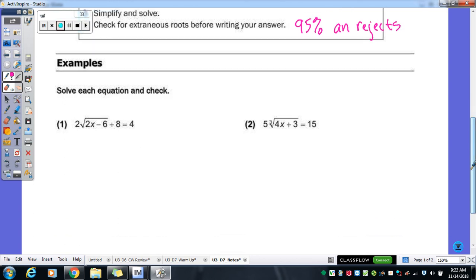So let's take a look at example number 1. Here's my radical sign. My first step is I need to isolate my radical sign. It is not isolated yet. It's got this 2 in front of it, and it's got that plus 8 after it, so I need to make those things get away from my radical. So first I will subtract 8.